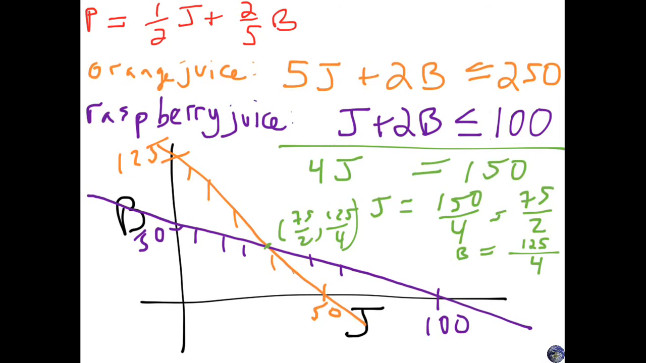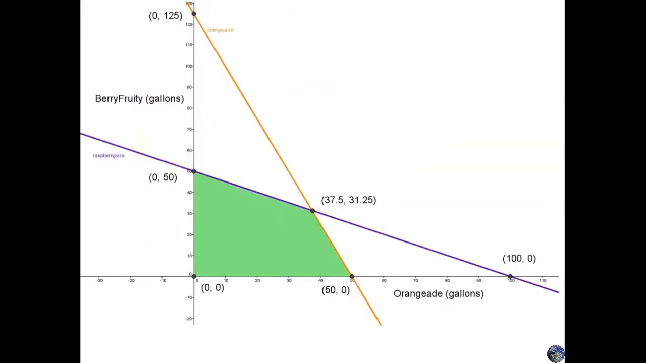Alright, so at this stage we have a pretty good idea of what this looks like. We've got our vertices, we've got our feasible region here. Let's see if GeoGebra agrees with us. So I'm going to see what GeoGebra says and type it in. And aha!